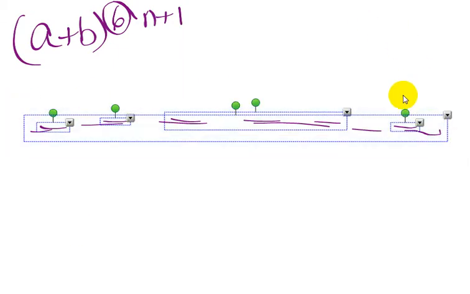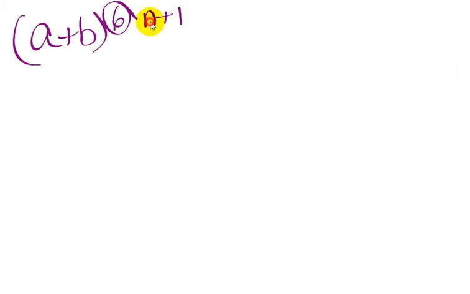Now we're going to use Pascal's triangle to calculate this. We know that we've got a 6, so we're going to go down to the 6th row and look at the numbers on that 6th row.